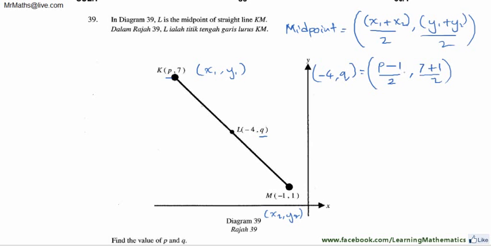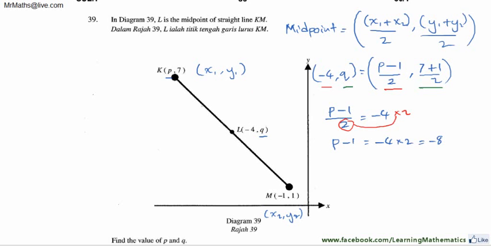Okay, so this is, let's separate them. This is x coordinate and this is y coordinate, right? So if you want to find the value of P, let's just equate the P side of it. P minus 1 over 2 is equal to minus 4. Work this one out first. Move the 2 there, so it becomes multiply with 2. Then P minus 1 is equal to minus 4 times 2, which is minus 8.